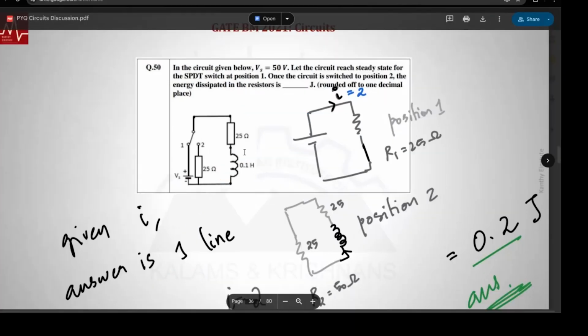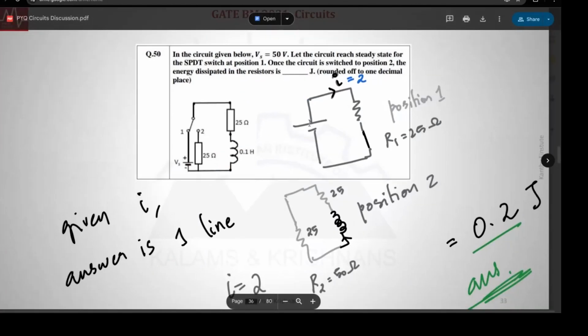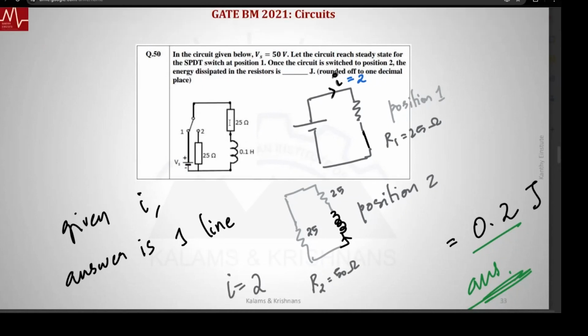Did we do this problem? So the position 1 circuit is essentially a voltage source with one resistance. What happens in position 1 is concerning steady state, right? So this inductor is essentially shorted. The inductor is shorted, and then there is just a voltage and resistor circuit. You can find the current in it. The steady state current of position 1, that is the initial current in the inductor, can be obtained.